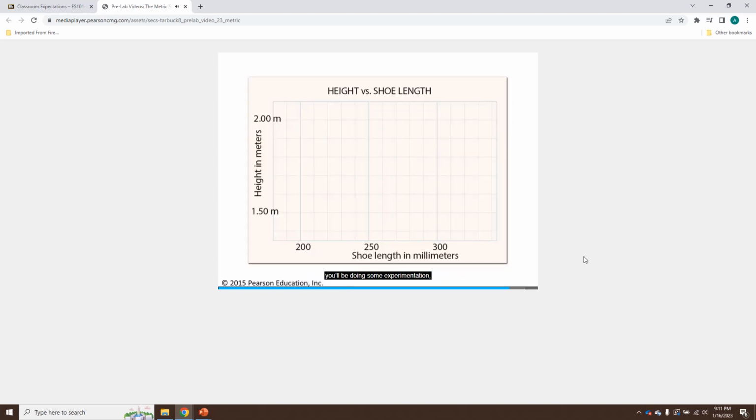Finally, this week in lab, you'll be doing some experimentation, some hypothesis testing, which can be resolved by measuring certain quantities. You're given a graph in your lab manual where you're asked to measure the shoe length of various people in your class and compare it to their height. You'll be using millimeters for the shoe length and meters for the height. And you'll get a spread of data from the various people in your class, and then you're going to be asked to fit a trend line to that data so you can say overall how height relates to shoe length.